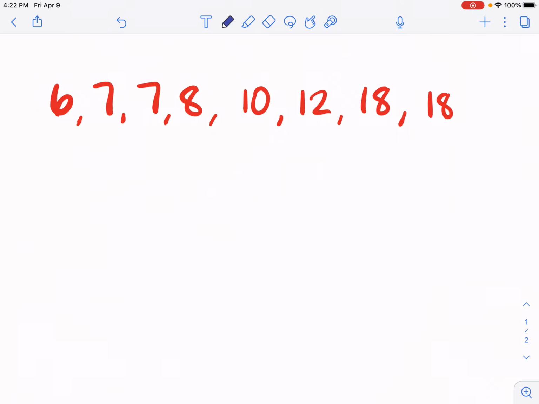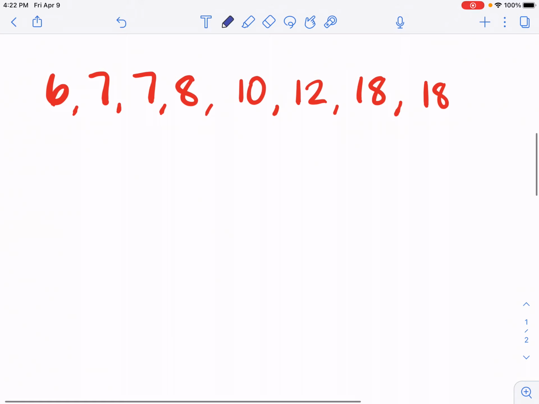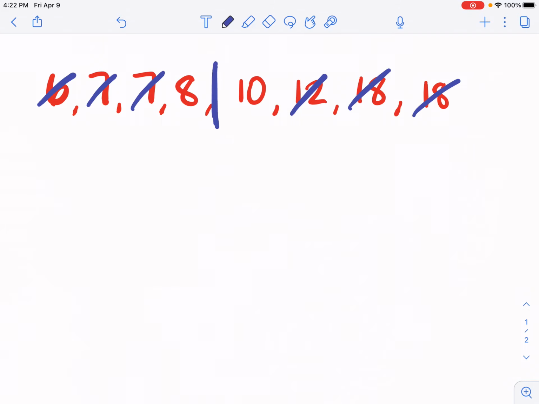So I've already got my data here in order from least to greatest, so I'm going to start by crossing off the least number and the greatest number, and then repeating until I get down to 1 or 2. So least, greatest, least, greatest, least, greatest. Now if I did that again, I would have no numbers. So I know that I just need to find what's right in the middle of 8 and 9.